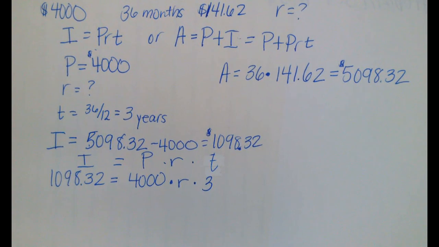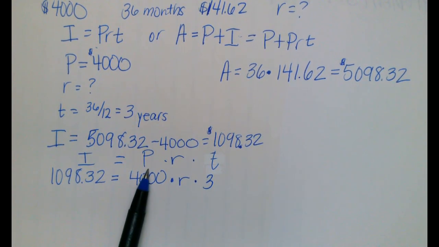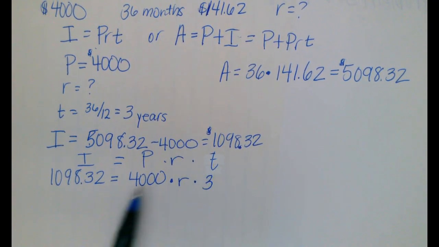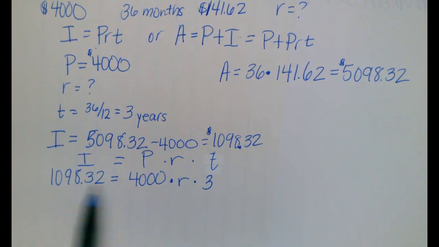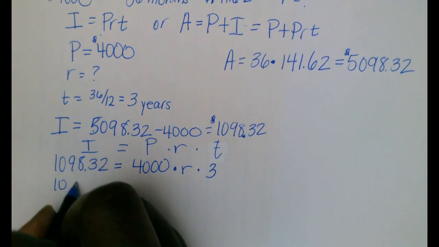So they're asking us what the rate is. They can ask us what the time is. They can ask us what the principal is. Well, no, they can't ask us the principal. They ask us the rate or the time. We need the principal to know what our interest is. So let's finish this out.